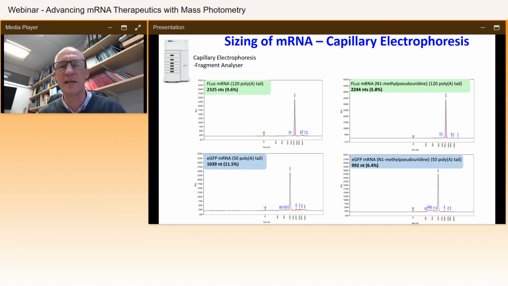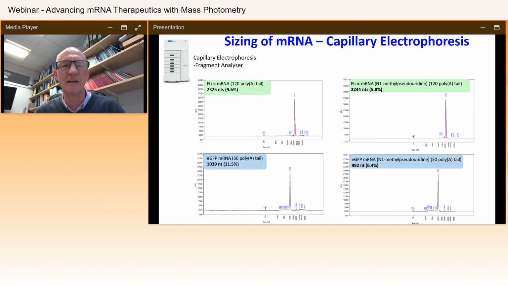So at the top of the slide here, I've got an example looking at FLUC mRNA. This particular FLUC mRNA has a 120 nucleotide poly-A tail. And then on the right-hand side, we've got it chemically modified. So a lot of these mRNA medicines often contain chemical modifications in them, such as N1-methyl pseudouridine. When we put the chemical modifications in, obviously we don't change the size of the mRNA, it just has a different base in there.